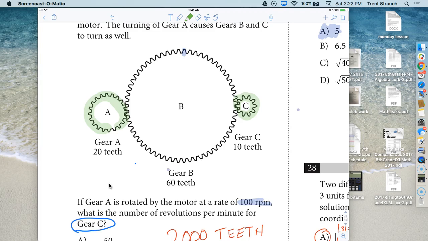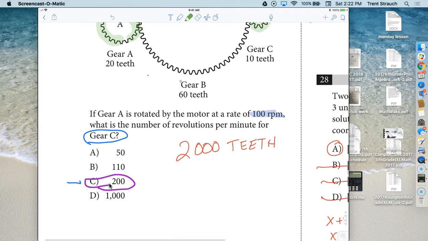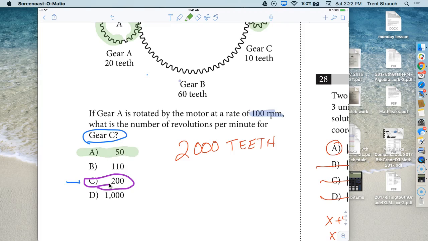So if gear A goes around 100 revolutions per minute, would gear C have to go around more or less than that? It'd have to go around more. Do you agree? Because it's smaller. So right off the bat, I knew it couldn't be what? A or B. Does everybody agree with that?